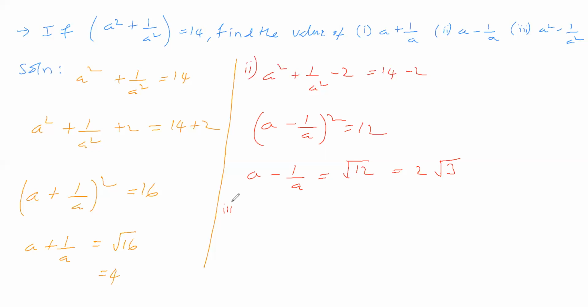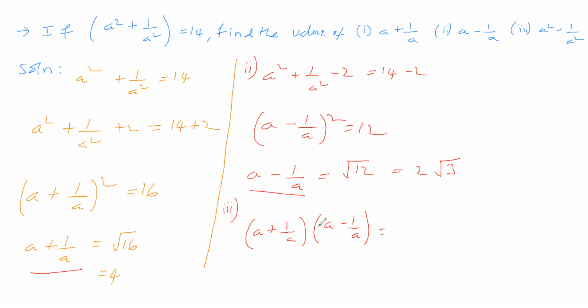Then the third subdivision we will take. Third subdivision, if you want it, what you have to do is multiply this and this, and you will get the third subdivision. We will take a plus 1 by a, then a minus 1 by a. We will see whether we are getting this third subdivision or not.